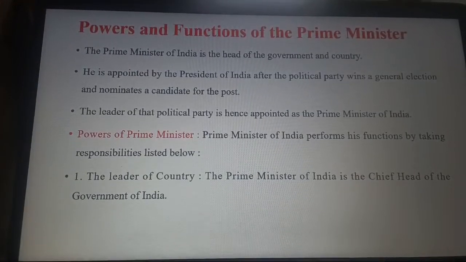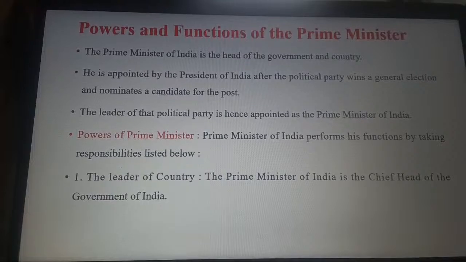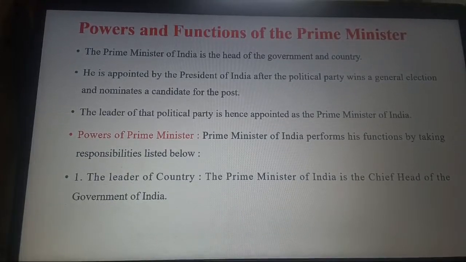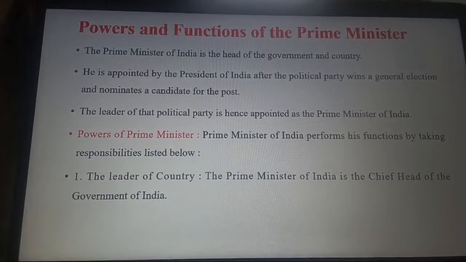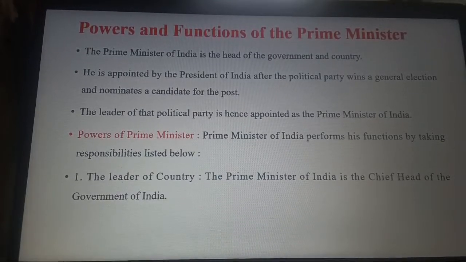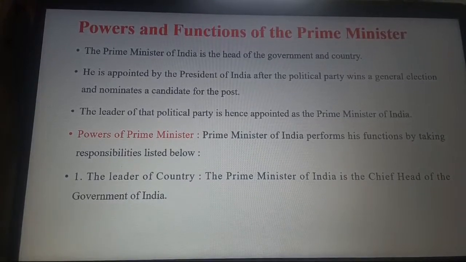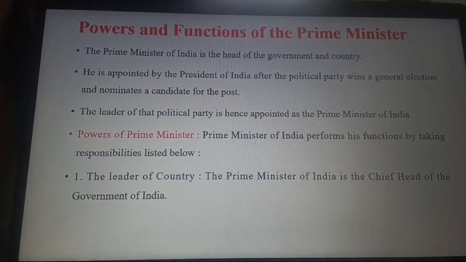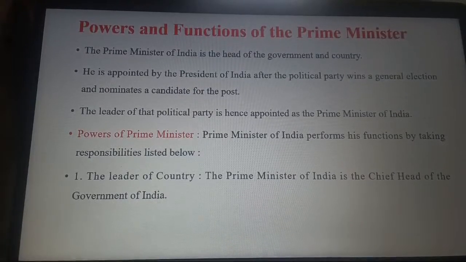Powers and functions of the Prime Minister. The Prime Minister of India is the head of the government and country. He is appointed by the President of India after a political party wins a general election and nominates a candidate for the post. The leader of that political party is hence appointed as the Prime Minister of India. The Prime Minister performs his functions by taking the responsibilities listed below. Leader of the country: the Prime Minister of India is the chief head of the government of India.